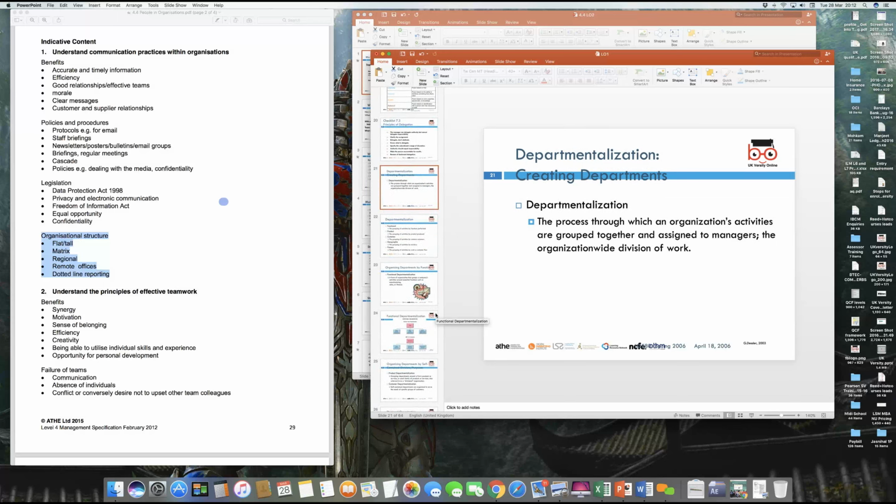Briefly looking at a few other things, for example, you must have come across a term called departmentalization. Have you heard about the term called departmentalization? No. Okay. A simple example, which supermarket do you go to? Tesco and Sainsbury's and Asda.